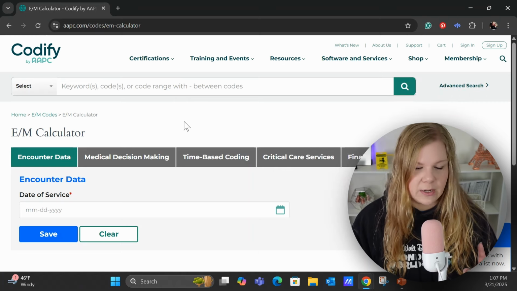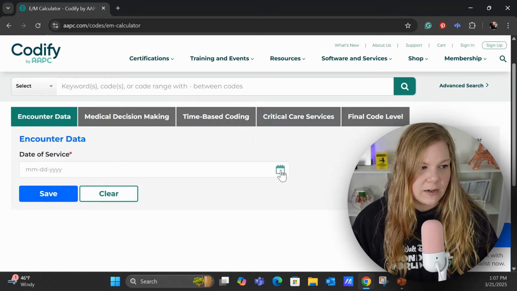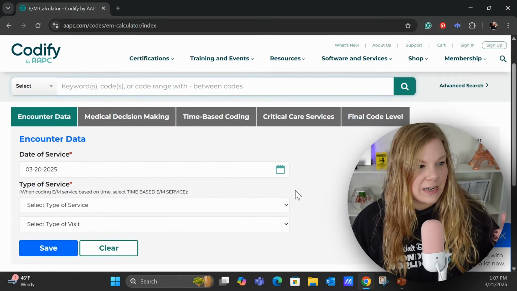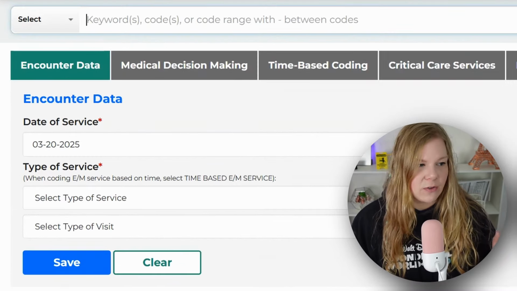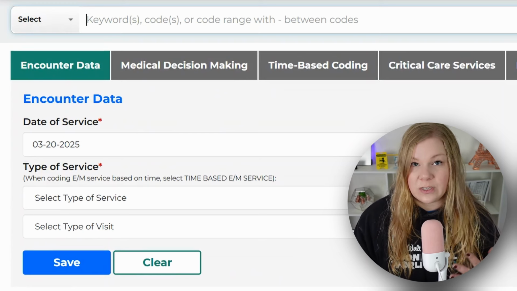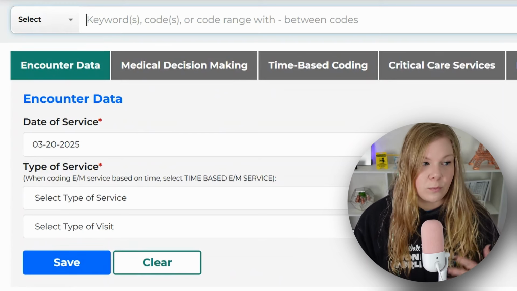So here is the E&M calculator. The first thing it's going to ask you is your date of service. So I'm just going to put in yesterday's date because it won't let me select today's date. And then it's going to start asking you things like the type of service. Now, depending on what kind of evaluation and management service it is, it's going to give you different prompts.